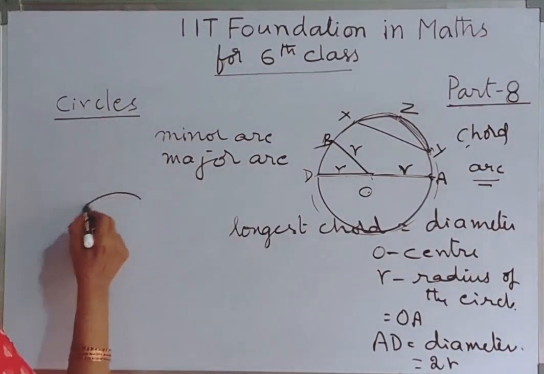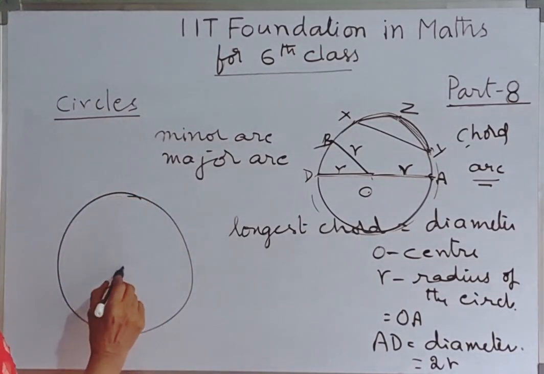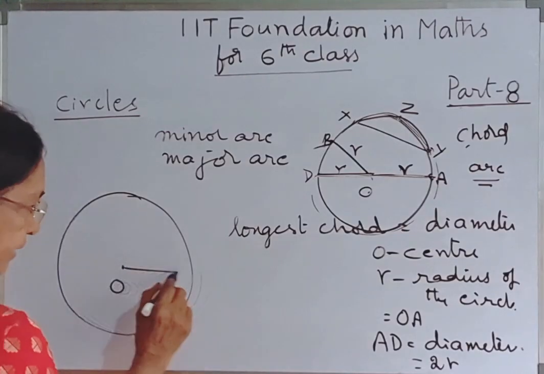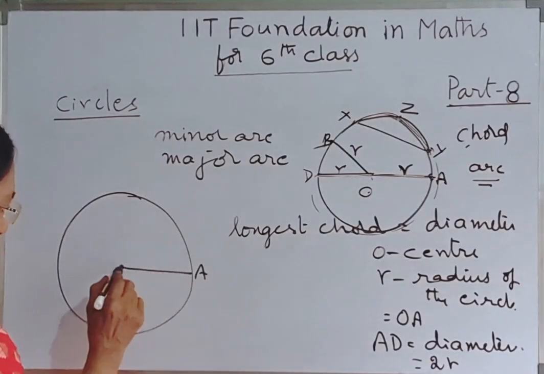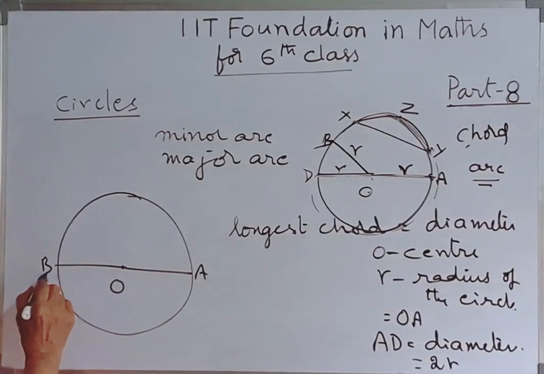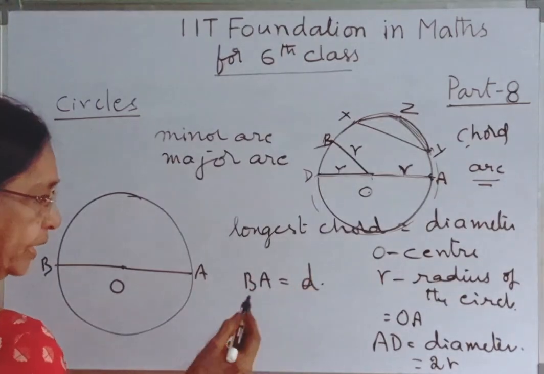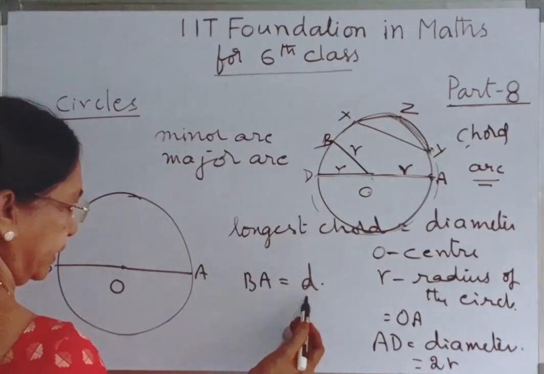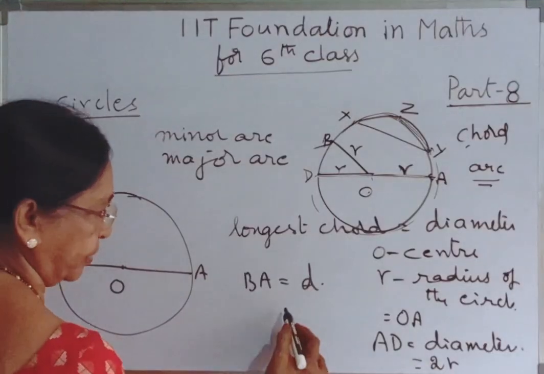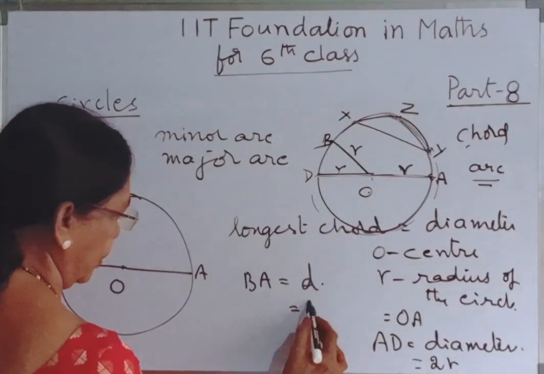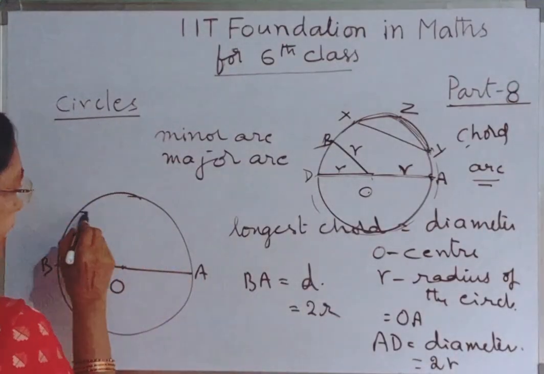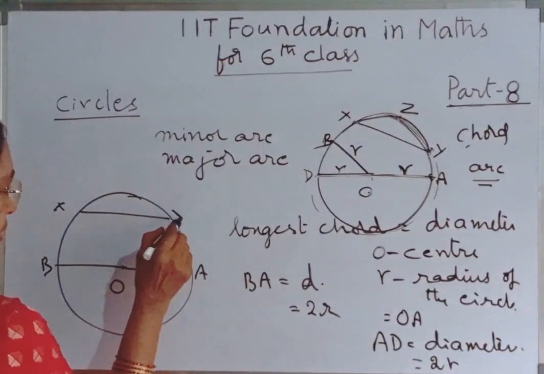Therefore, let us take another circle. O is the center of the circle, OA is the radius, and this is the diameter BA. BA is equal to diameter D. Diameter is denoted by D and the radius is denoted by R. Therefore D is equal to 2R, and XY is a chord.